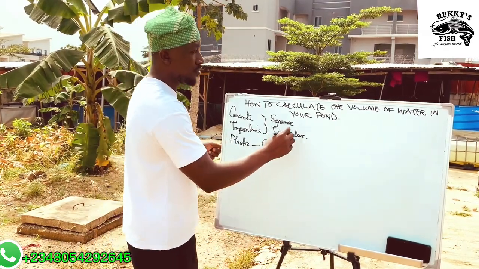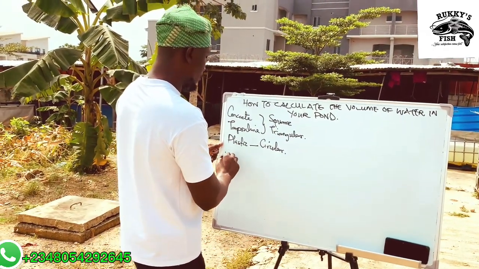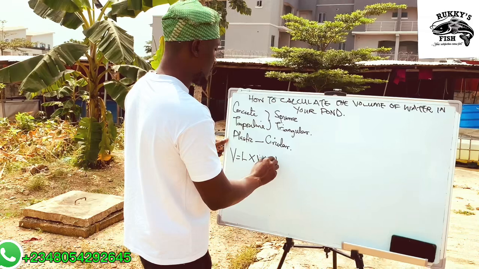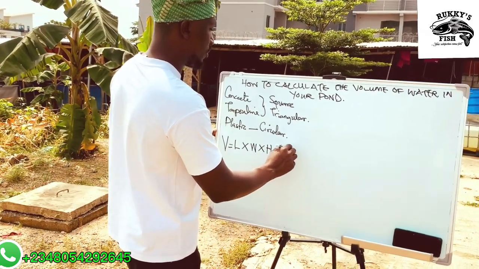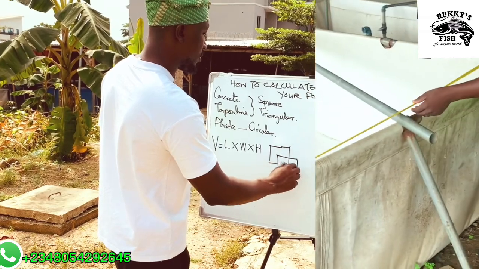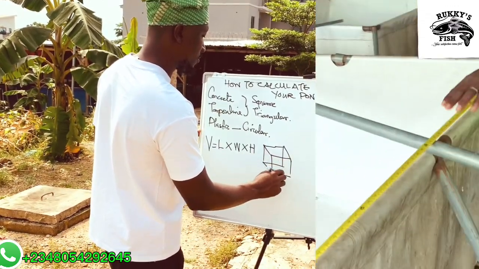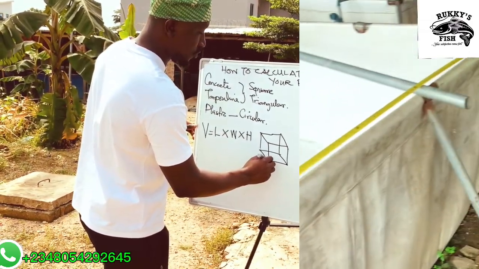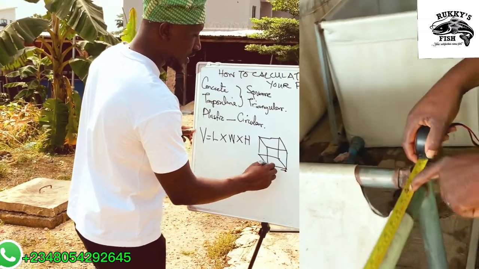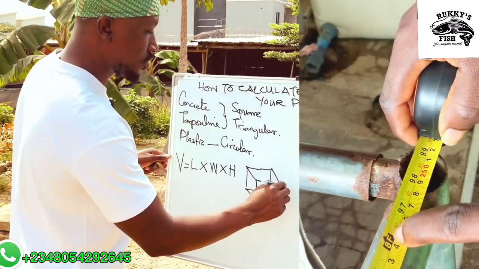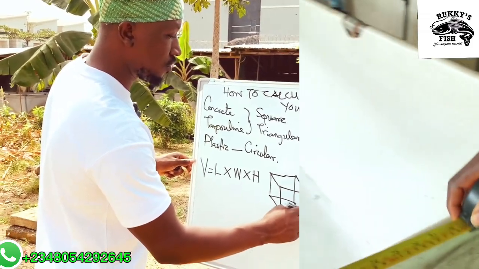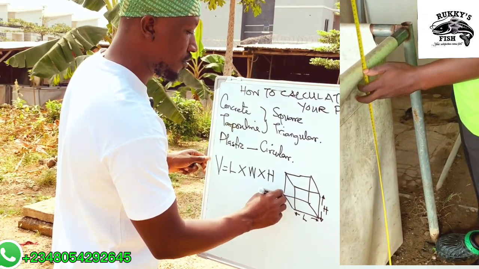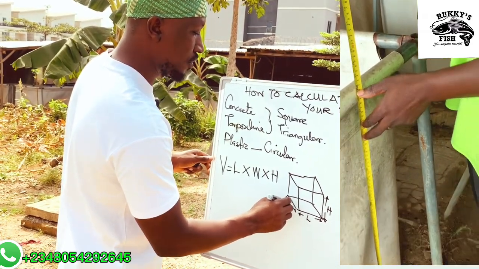Now for concrete and tarpaulin ponds, we have the formula that says volume is equal to the length times the width times the height. So I'll just give you a brief diagram here of a square pond, right? And this is it. So right here, from this point to this point, the length, from this point to this point, the height, and from here to here we have the width.